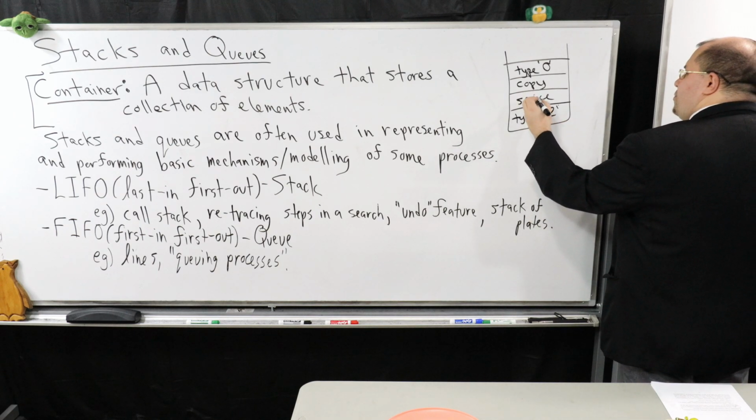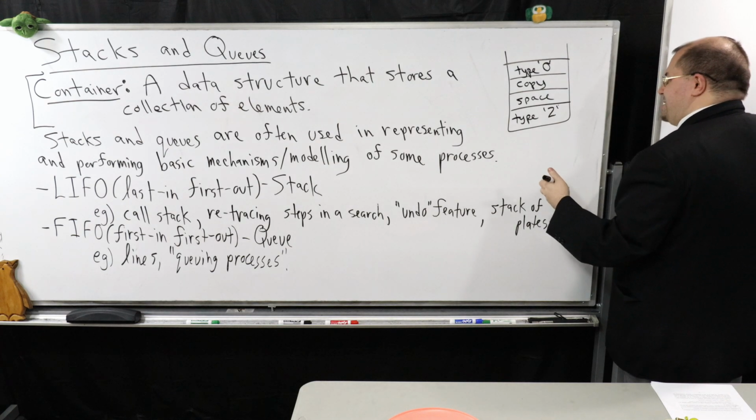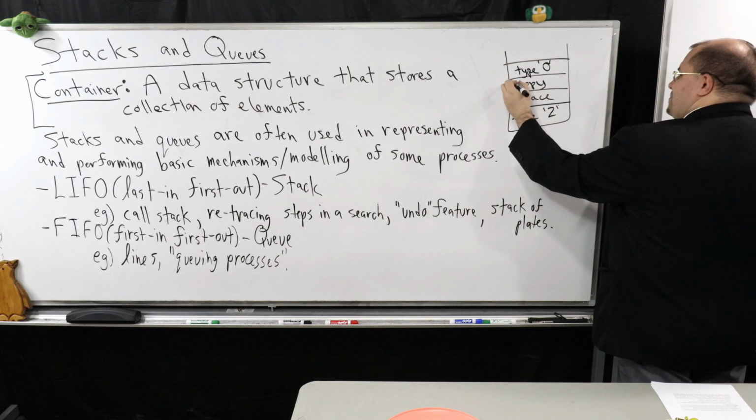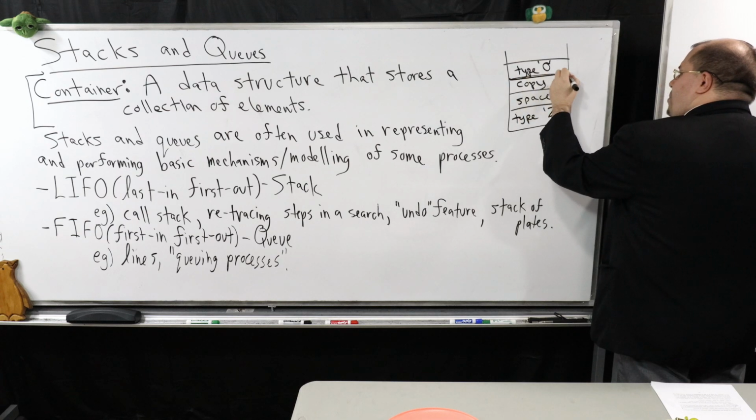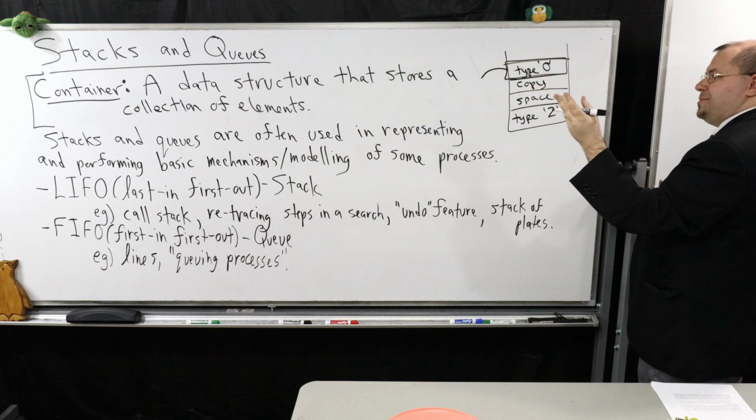For example, if you were to press Control-Z or something in a word processor, what you could do is pop off this operation. So what you said here is, okay, type O.